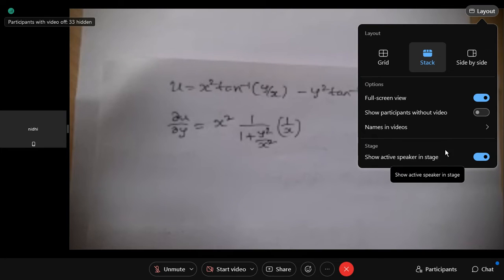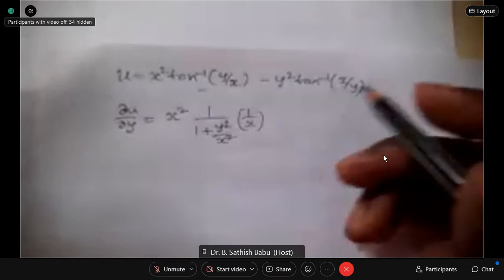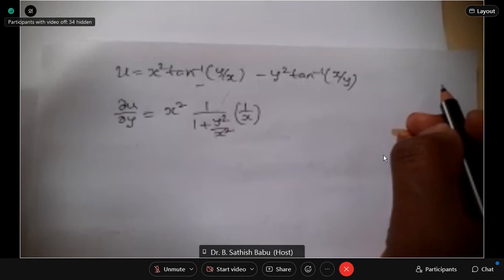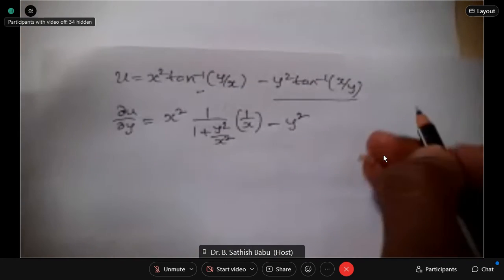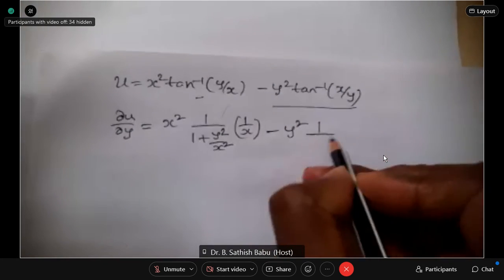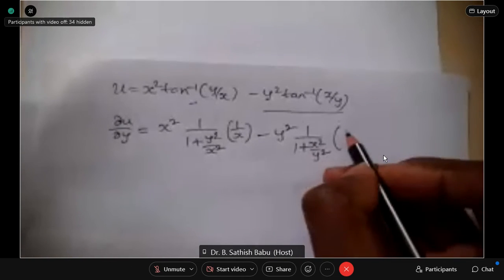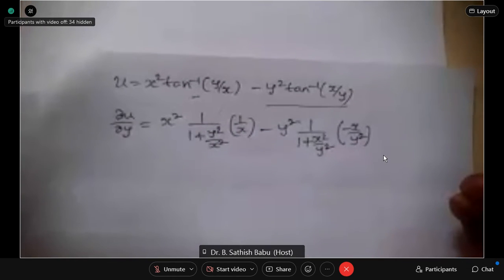Is it correct? Okay. Should I use any product rule for the differentiation of this x square into tan inverse of y by x with respect to y? No, sir. Next term, should I use product rule here? Yes, 1 over 1 plus x square by y square into differentiation of the interior term, which becomes minus x by y square. Is it correct?